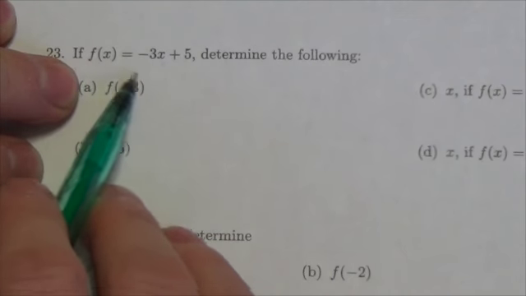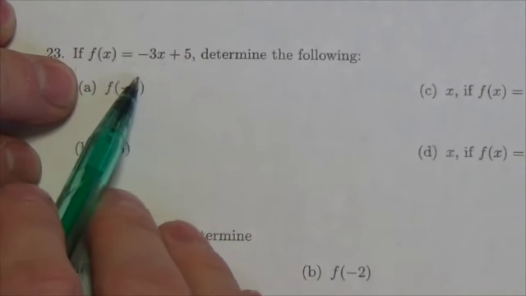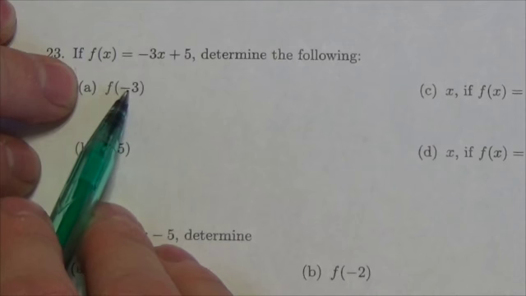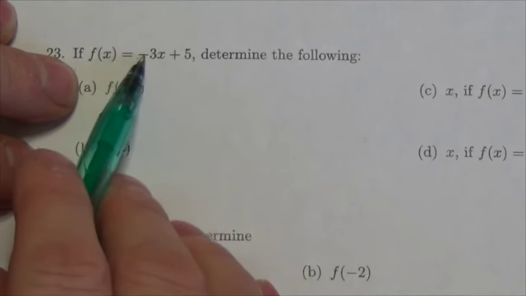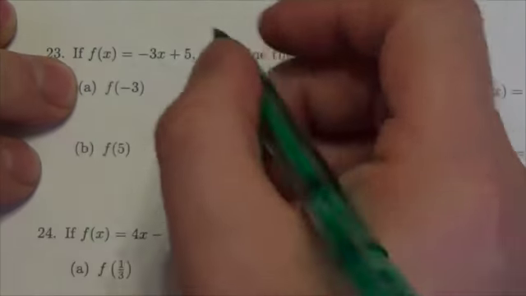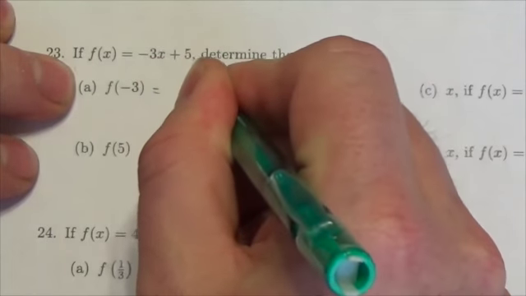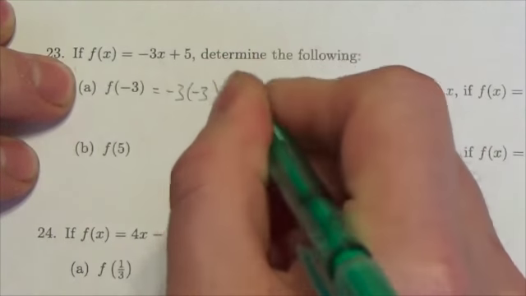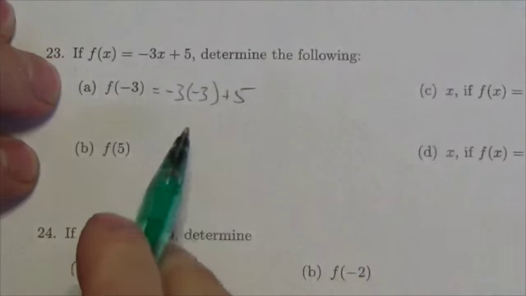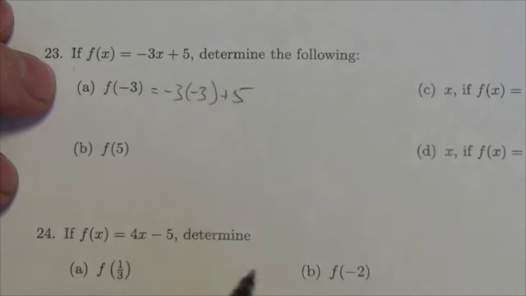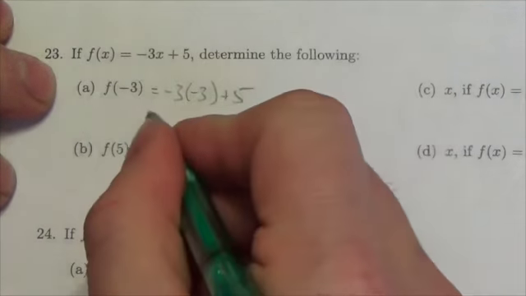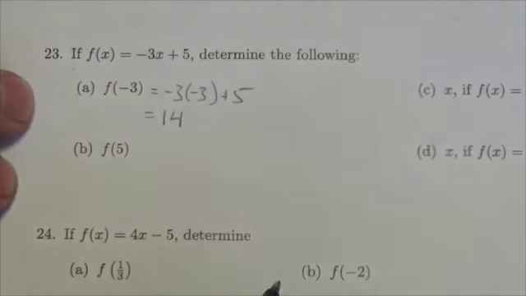Move down to here. In this first expression, the independent variable has now been replaced with negative 3. So the rule stays the same. Multiply the independent variable, negative 3, by negative 3, and then increase by 5. Well, now negative 3 times negative 3 is positive 9, plus 5 is 14.